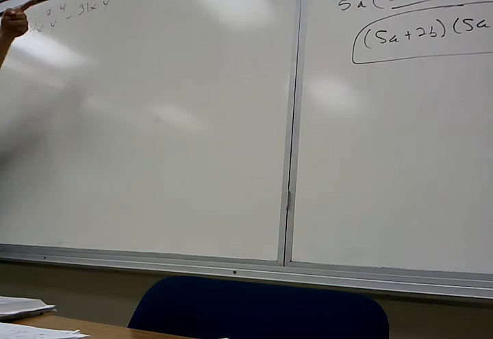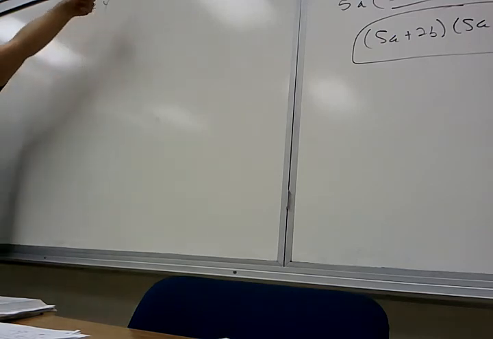What can come out of all three? y to the fourth. Okay, at least that. x to the 4. At least that. How many x's do they all have? x to the 5. That's the most. The lowest exponent I see is a 5.